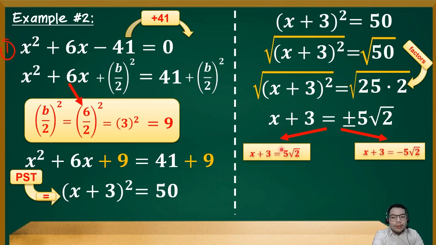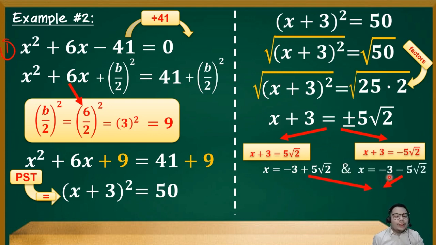Then, the same thing as what we did in the previous example, we can transpose 3 to the right side of the equation. So we'll have negative 3 plus 5 square root of 2. It's the same as the subtraction property of equality: minus 3 for both sides, so it becomes negative 3 on the right side. So that's the first equation. On the other hand, we also have this negative 3 because of the subtraction property of equality, minus 3 for both sides. So this one, minus 3, minus 3, becomes negative 3 minus 5 square root of 2.